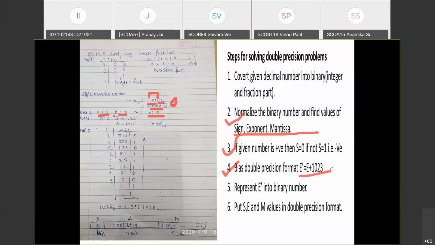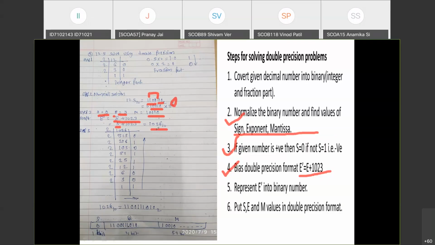In this biased double precision format, the exponent uses an excess code of 1023. For that we can use the formula E' = E + 1023. What is the E value? E is 3, so 3 + 1023 gives 1026. Now all these answers we are getting in decimal, we need to represent them in the form of ones and zeros.